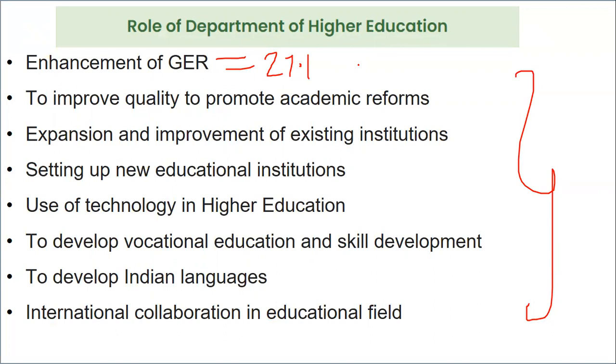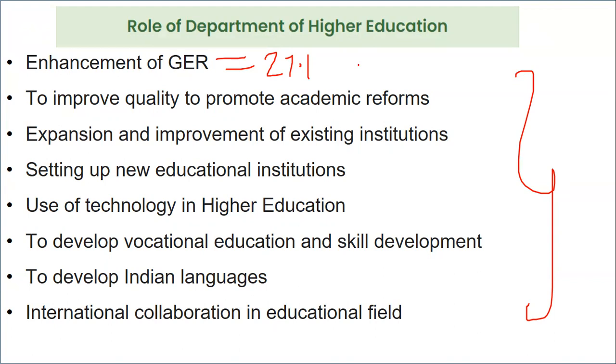To improve the quality, to promote academic reforms, that is, higher education basically has the focus on improving the enrollment ratio, to focus on academics, to improve the quality of education by expanding the academic institutions, setting up new academic institutions, getting updated technology, having vocational education and skill development programs, to develop Indian languages, as well as to collaborate in the educational field. So these are the basic things which are a part of the objectives.